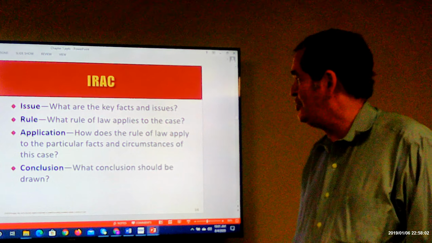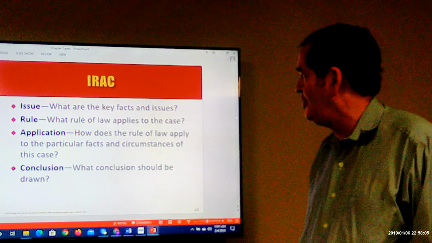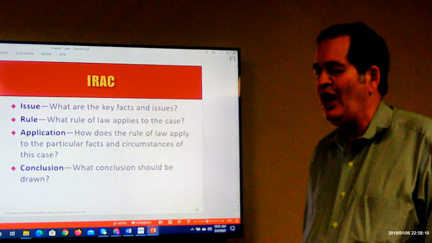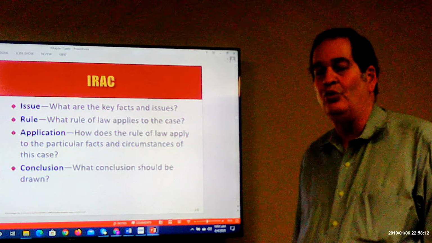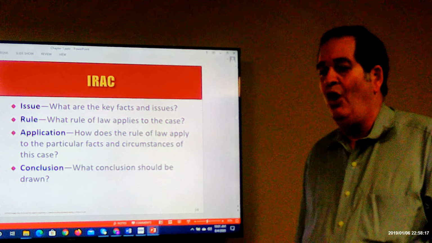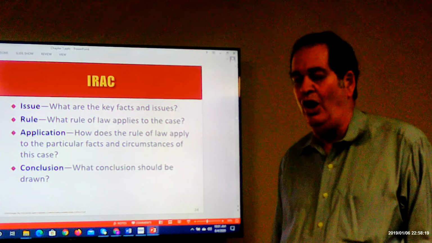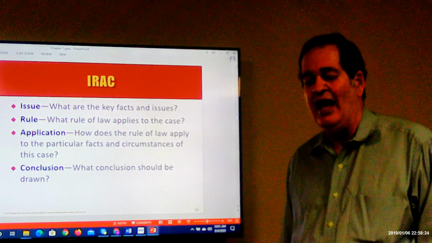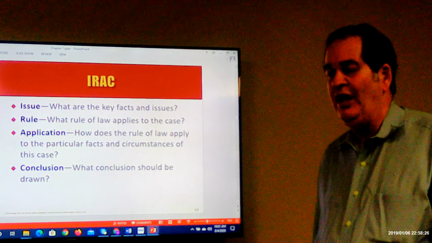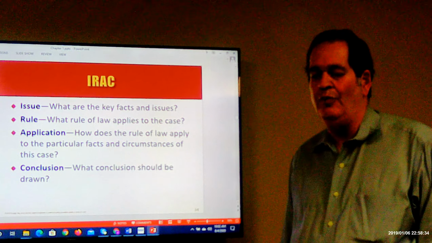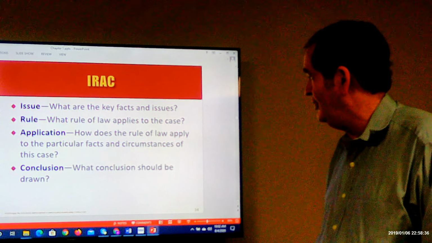And then the application: how does the rule of law apply to the particular facts and circumstances of the case? So you can look for how the court decided that issue for what the rule of law is, or the holding, as we sometimes refer to it. The holding of the case, the rule of law. So in that example I gave you, the answer to the question would be yes, and then the holding would be that separate but equal schools for blacks and whites violates the Equal Protection Clause of the 14th Amendment.